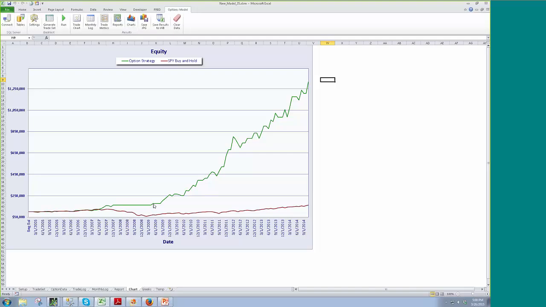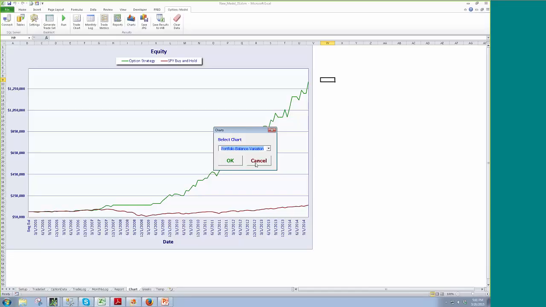Because the return on this looks so nice, we forget that this is a 50% drawdown here in the SPY. So in comparison with the SPY, it's really amazingly good.